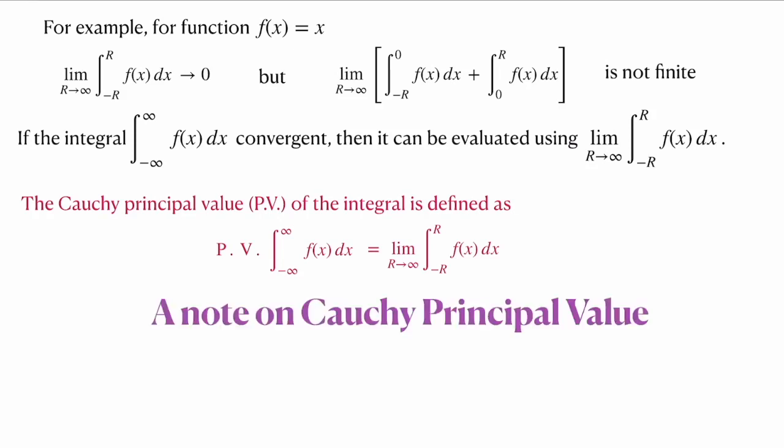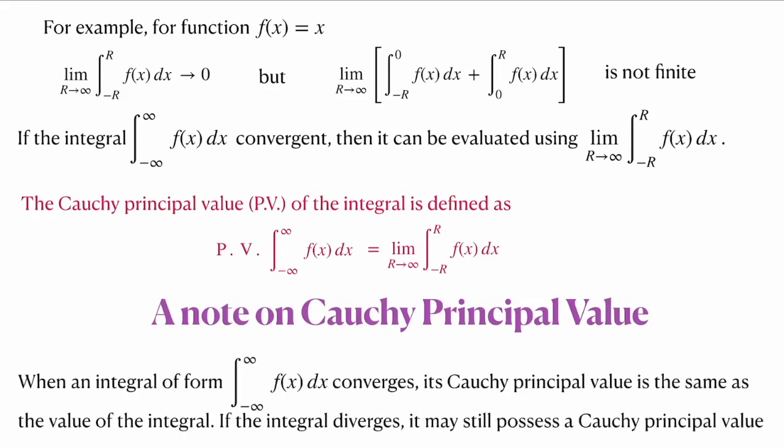An important note regarding the Cauchy principal value: when the integral of the form minus infinity to plus infinity f of x dx converges, its Cauchy principal value is the same as the value of the integral. If the integral diverges, then it may possess a Cauchy principal value. We have already shown this for an odd function such as f of x equal to x. We see that the integral from minus infinity to plus infinity of f of x dx does not converge because the individual integrals I1 and I2 are not convergent.